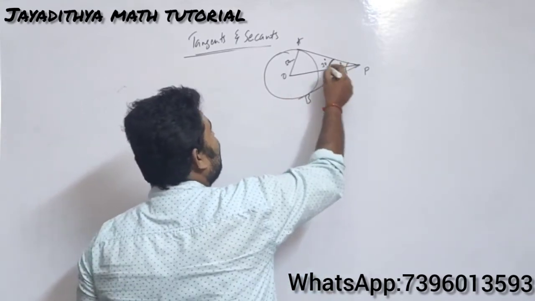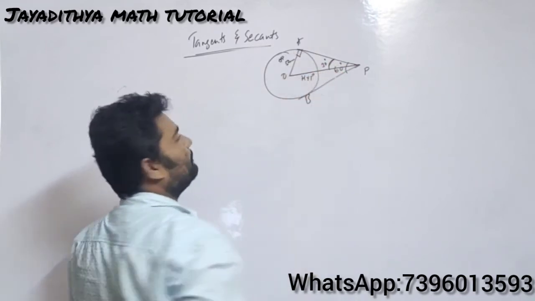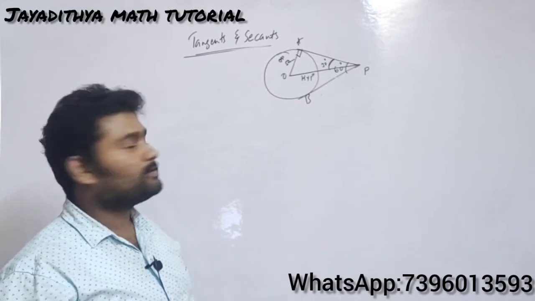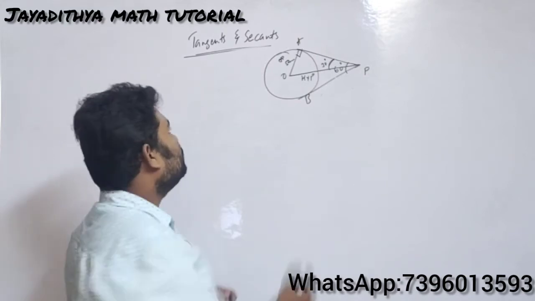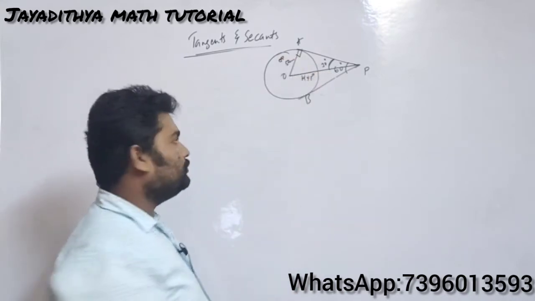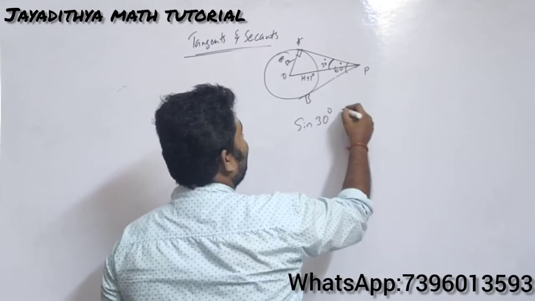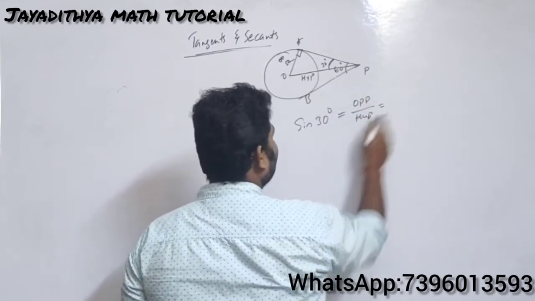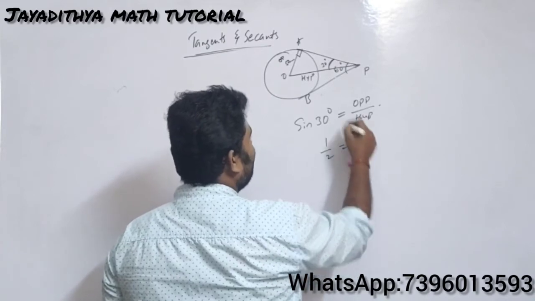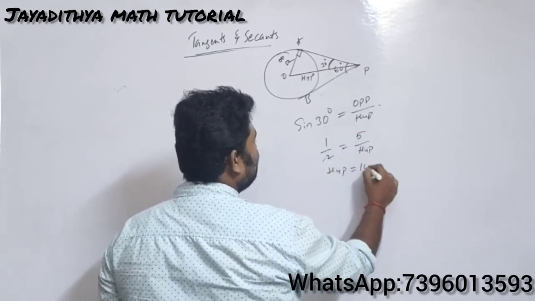So if this is theta, this will be the opposite side, and you know here it is 90 degrees, so this will be the hypotenuse. By using trigonometric concepts, as I told you in the previous class, you need to apply the trigonometric concepts also. So you have a relation between opposite and hypotenuse. What ratio will you take here? You need to take the sine ratio. So sine 30 equals opposite side by hypotenuse, sine 30 value is 1/2, opposite is 5 by hypotenuse. So what will be the hypotenuse here? Hypotenuse is equal to 5 twos are 10 centimeters.